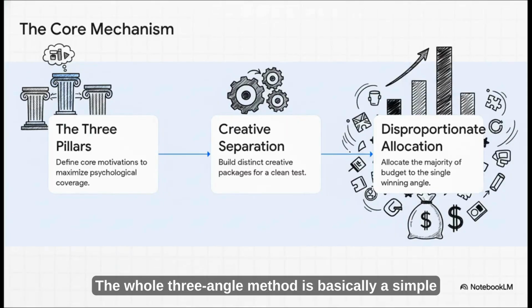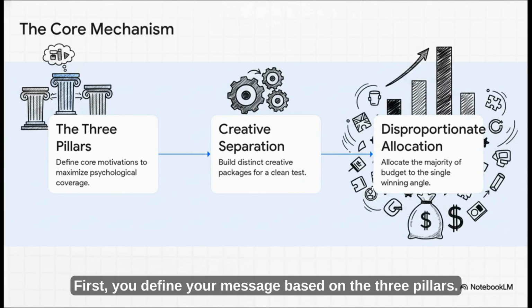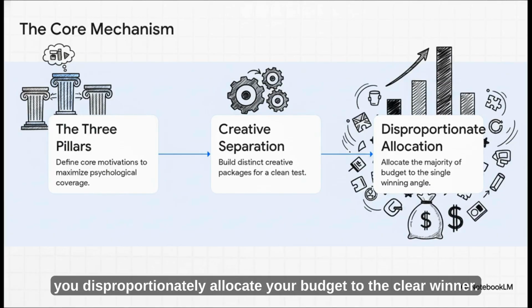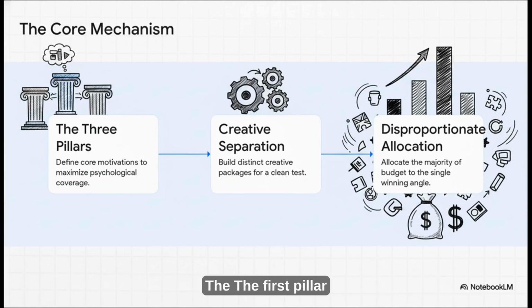The whole 3-angle method is basically a simple 3-step machine. First, you define your message based on the 3 pillars. Second, you enforce a clean separation between them for testing. And third, you disproportionately allocate your budget to the clear winner. So let's start with the most important part, the pillars themselves.